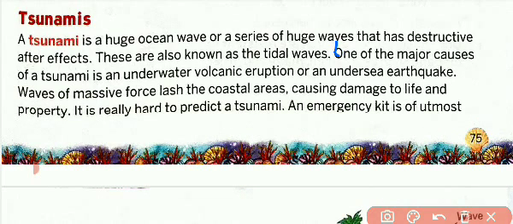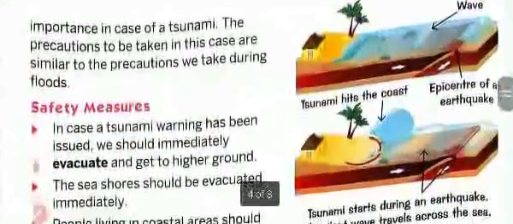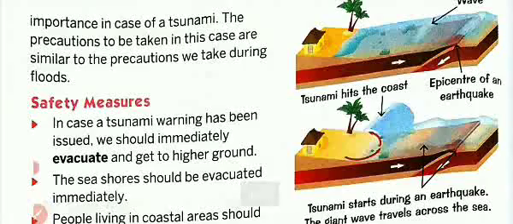Why? Because we can say how it occurs. How does a tsunami take place? Either by an underwater volcanic eruption or an undersea earthquake. Waves of massive force lash the coastal areas, causing damage to life and properties. It is really hard to predict a tsunami. An emergency kit is of utmost importance in case of a tsunami. The precautions to be taken in this case are similar to the precautions we take during a flood.